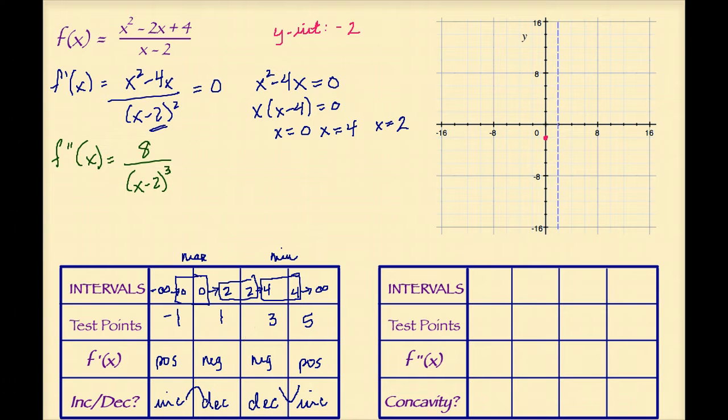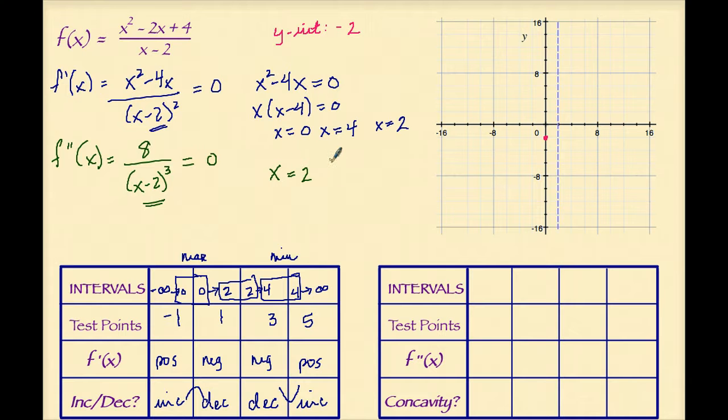Now let's use our second derivative to determine the concavity of this function. We'll set it equal to 0. There will be no x value that yields a function value of 0 here, however, because there's no variable in the numerator. But remember, we also look to see where the second derivative is undefined, and that's happening at 2, our vertical asymptote. Remember, we have seen that the function can change from increasing to decreasing or decreasing to increasing on either side of an asymptote.